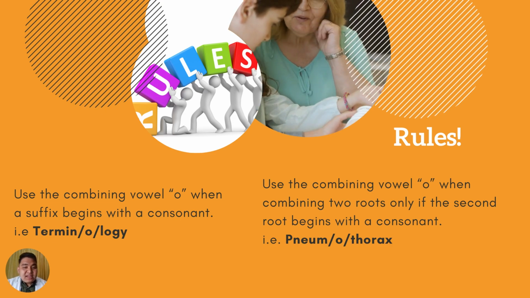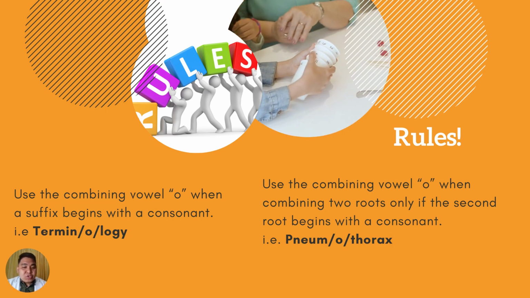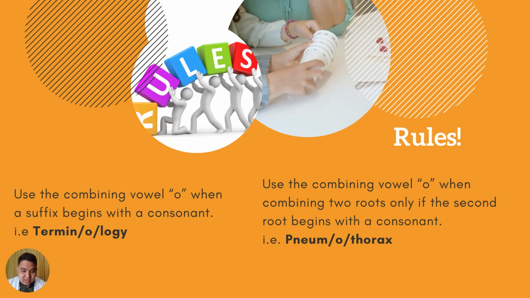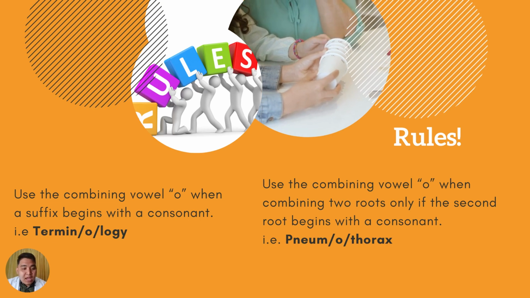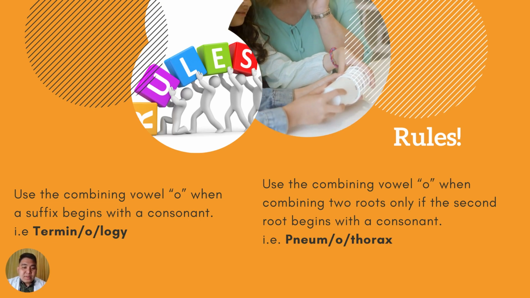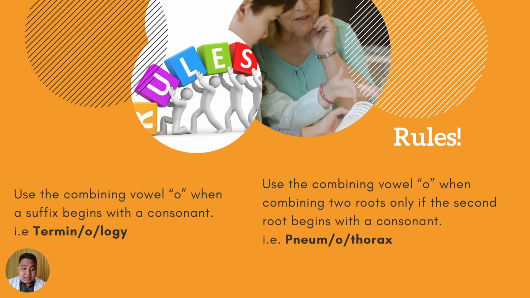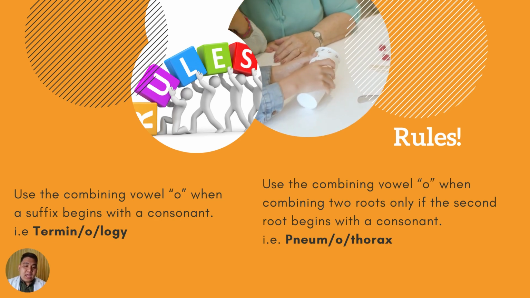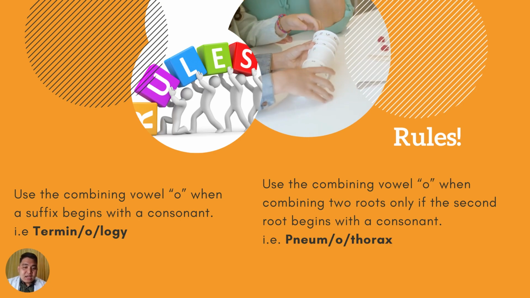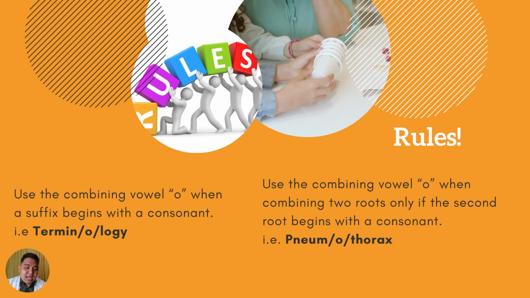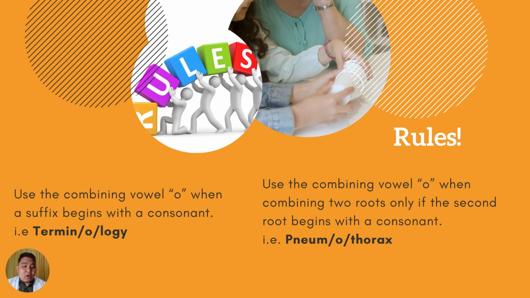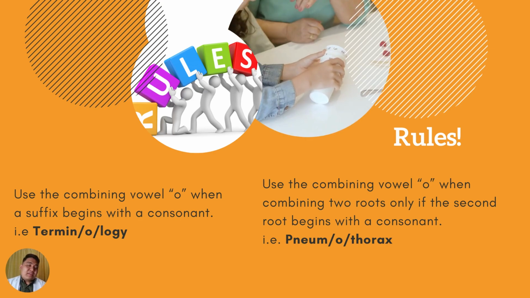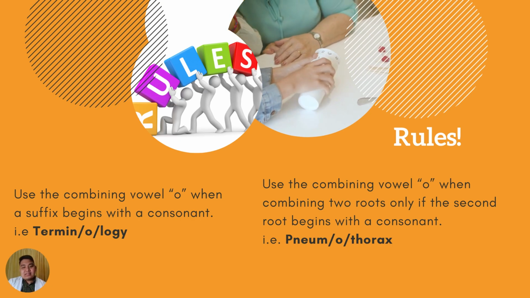Next, use the combining vowel O when combining two roots only if the second root begins with a consonant. When we see a second root which begins with a consonant, as you can see, the root word there is pneum, and the second root begins with a consonant as well. So use the vowel O: pneumothorax, which means air, or the presence of air in the thorax.